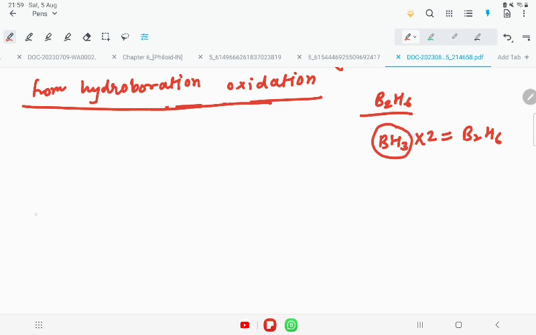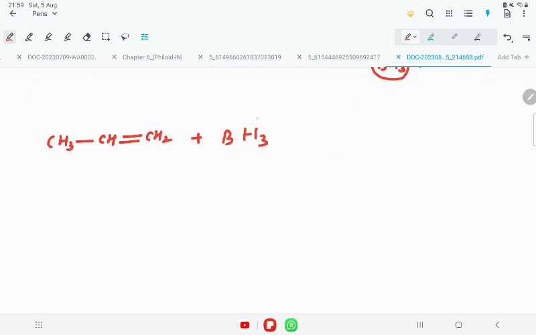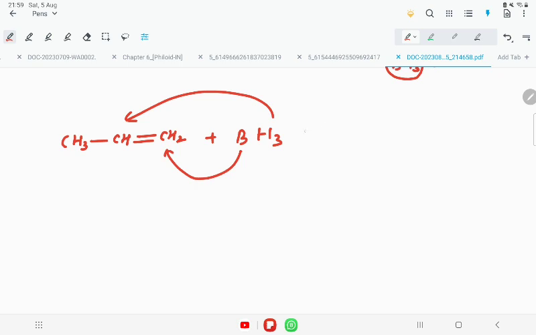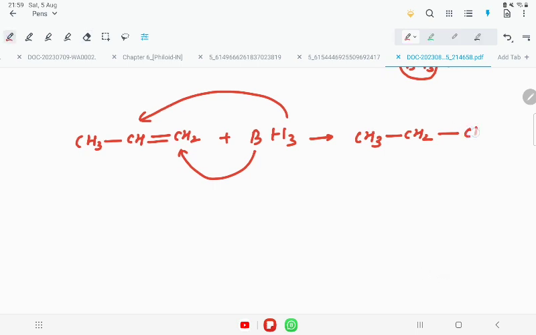So here, dear student, you are having CH3, then CH double bond CH2, and if you are treating with BH3, what is going to happen? One hydrogen is going to add here, and then BH2 is going to add here. So you will find the intermediate here: CH3, then CH2, and again CH2, because the size is very large, and here is BH2. This is an alkyl borane.